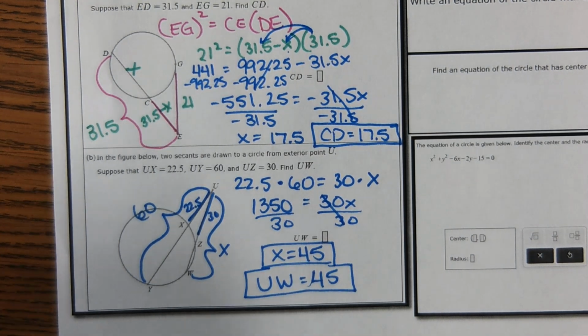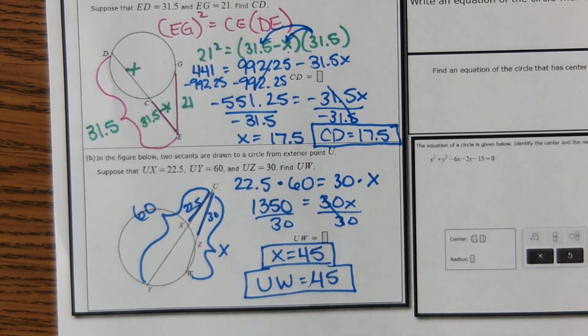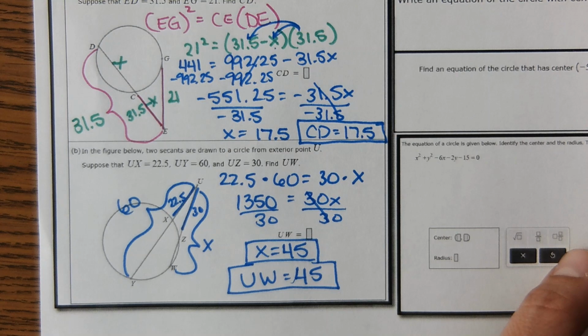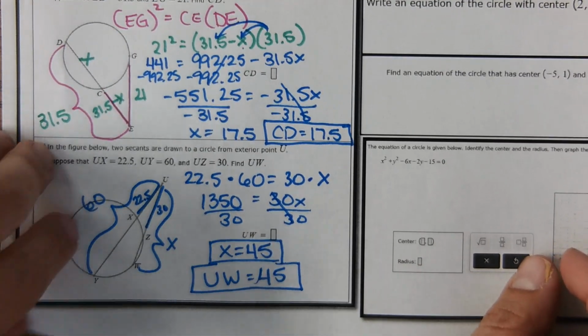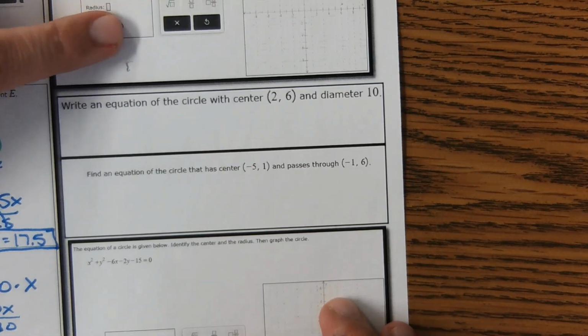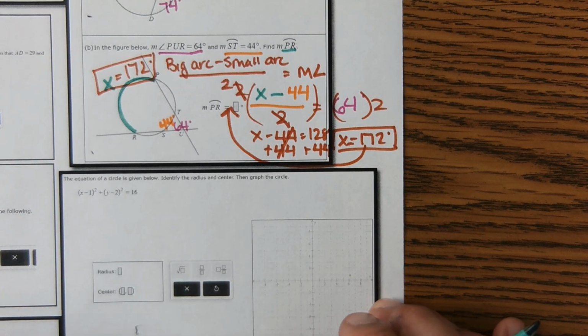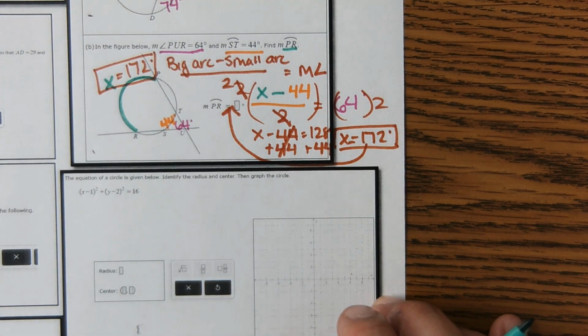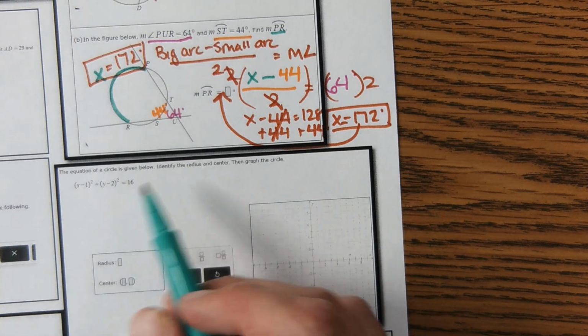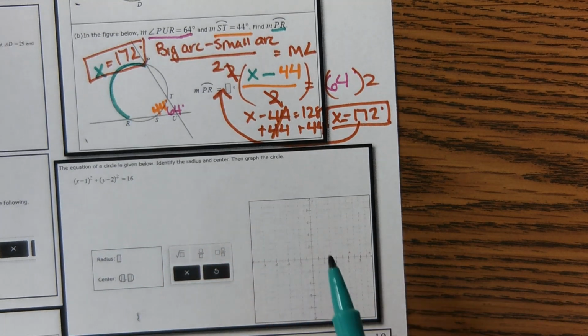Okay, so the rest of the problems are dealing with the equation of a circle, so we're transitioning over there. It's the same questions we practiced yesterday, so it should start feeling easy again, which is nice. Starting with this one, it starts easy and builds a little more challenging each time. It says the equation of a circle is given, identify the radius and center, and then graph the circle.